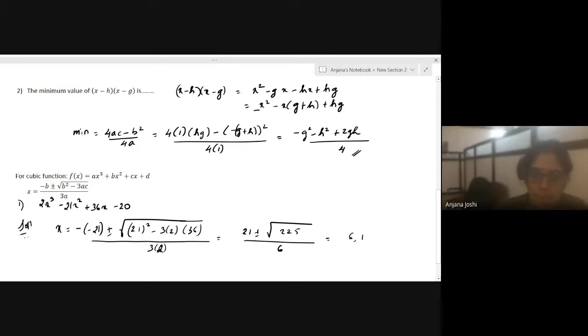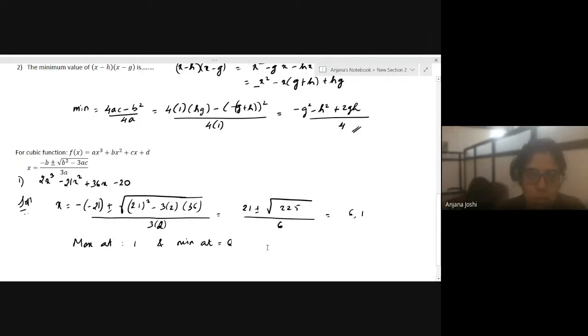That is, we have got the points wherein we will be having the maxima and the minima. Then you can conclude that maxima is at the point 1 and minima is at the point 6. So these are a few of the techniques which you can make use of to solve for the maxima and the minima for given quadratic and cubic functions. Thank you.